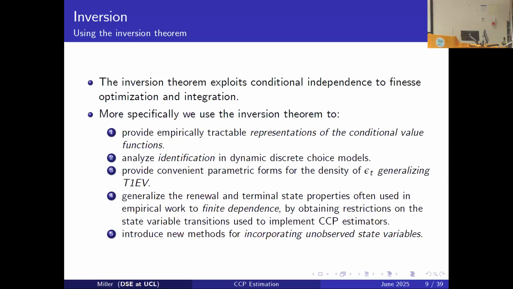And then there's a question as to, well, what about the epsilons here? Do we have to assume they're type 1 extreme value, or can we relax that? And there are different ways of thinking about relaxation. One of them is to just relax the IID distribution it comes from. And we'll talk about that just a tiny bit.